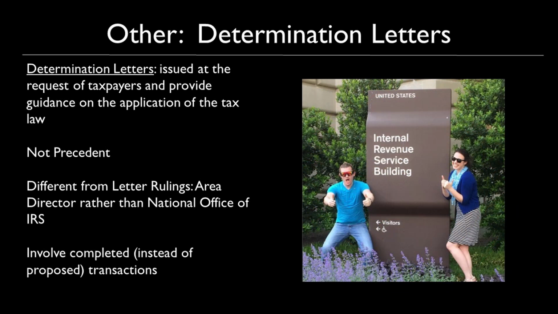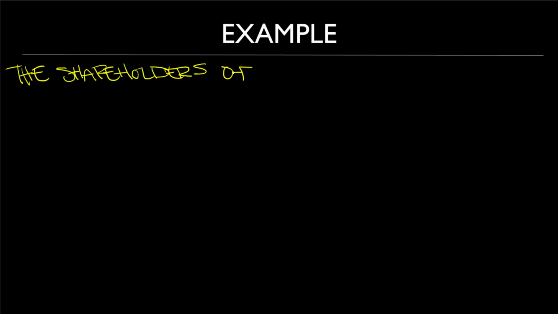Determination letters are very similar to letter rulings. However, these are issued at the request of taxpayers and provide guidance on the application of tax law after something has happened. These are also issued by the area director instead of the national office of the IRS, like letter rulings. So to describe what the difference of these are, let's go through two examples.